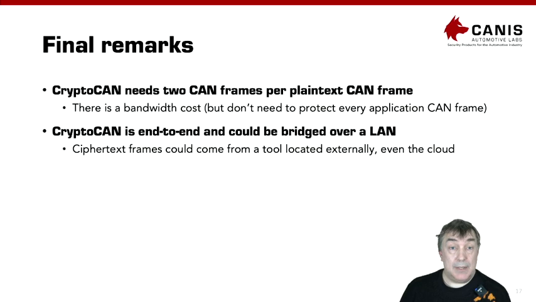Now, CryptoCAN is a high-level end-to-end encryption scheme, so it could be bridged over a local network. So this means the protected messages could be sent from one CAN bus to another, or it means they might come over from a tool that was connected from one bus to another, or a tool that was even in the cloud, and then the messages were encapsulated inside internet UDP packets or something and made their way through to a targeted CAN bus. So it allows some quite interesting uses of this to protect certain messaging from things like external tools.